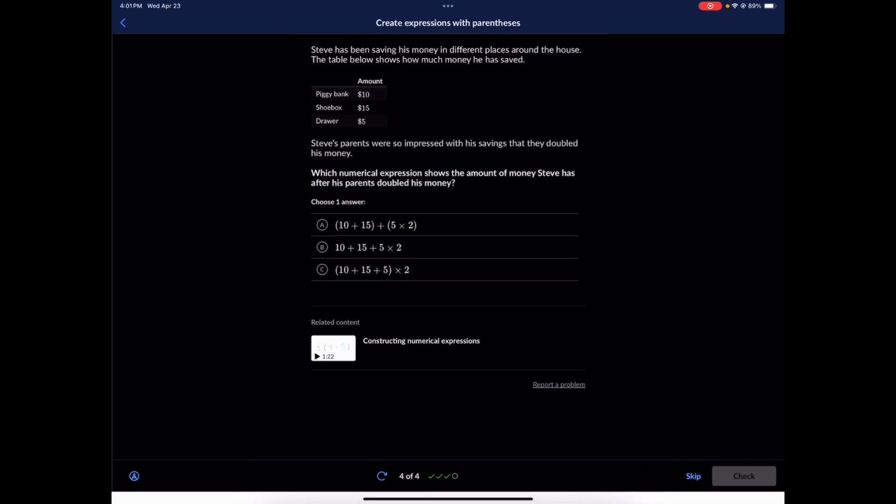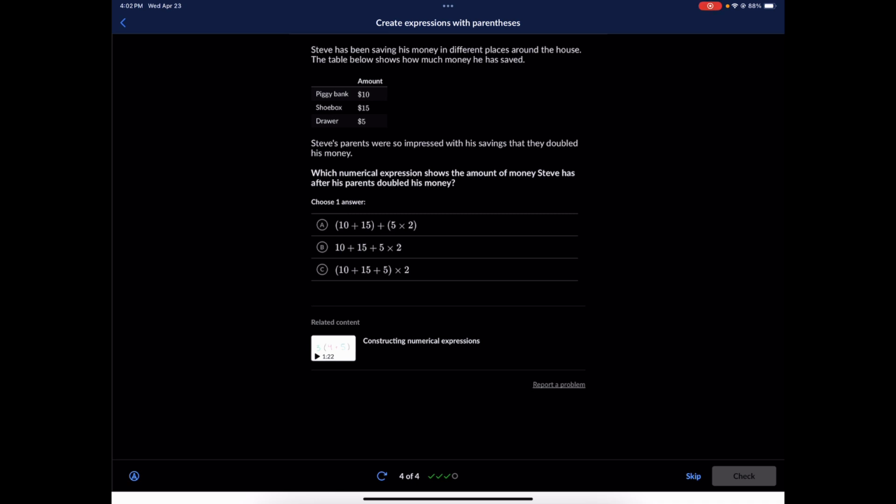Okay, last problem. Steve has been saving his money in different places around the house. The table below shows how much money he has saved. Steve's parents were so impressed with his savings that they doubled his money. Which numerical expression shows the amount of money Steve has after his parents doubled the money?